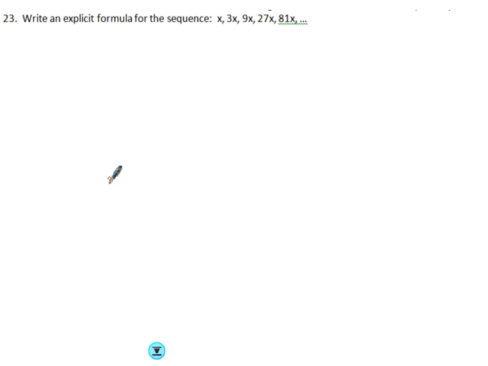Number 23, we're looking for an explicit formula for the sequence x, 3x, and so on. So in this one, it looks like you're taking x, you multiply by 3 to get 3x, multiply that by 3 to get 9x. So it looks like you multiply by 3 each time to get the next value. And with that, that means that we're going to be using a geometric sequence rather than an arithmetic sequence. So the geometric sequence is saying that g sub n is equal to g sub 1 times the common ratio r raised to the n minus 1 power.